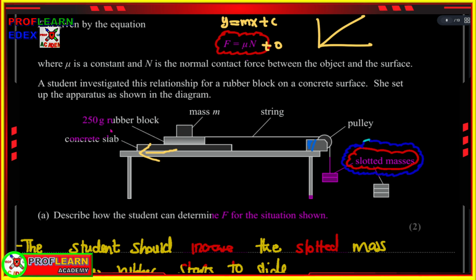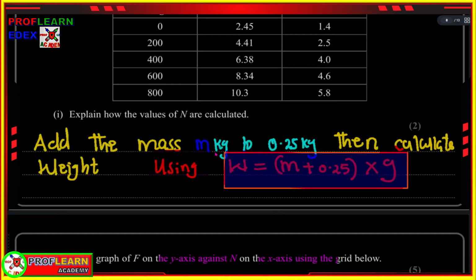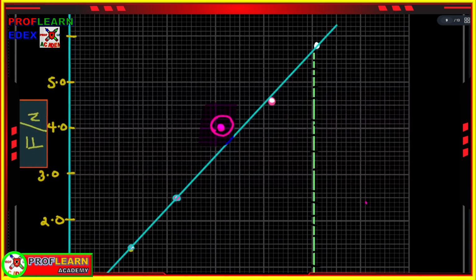In this case, there was the 250 gram rubber, so we have to add the mass, keep on adding the mass so that we can be able to vary the force there. So we're going to say add the mass m in kgs to 0.25 kg. Remember, it was 250 grams, so I had to convert this to kilograms so that I can calculate the weight by mass plus m plus 0.25 times the gravitational field strength.